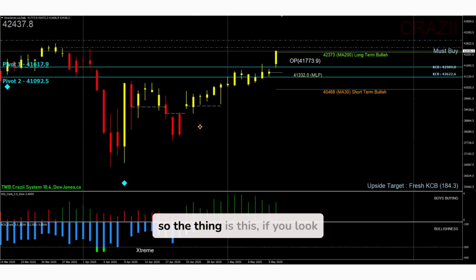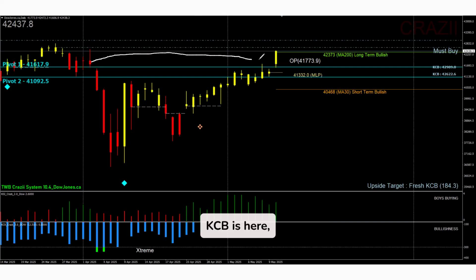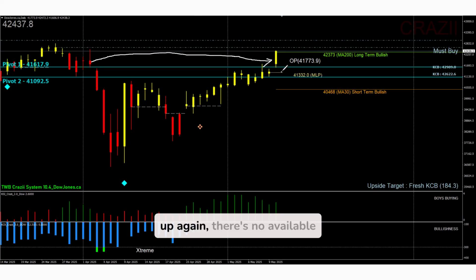So the thing is this: if you take the thesis theory from us, then you know that the next KCB is here, and after that, looking up again, there's no available resistance until you see the MA 200, and that will be the answer. So the market breaks the KCB, and the next target is the MA 200, and let's put the answer there. Whether or not it reaches that is secondary. At least you know what to do.